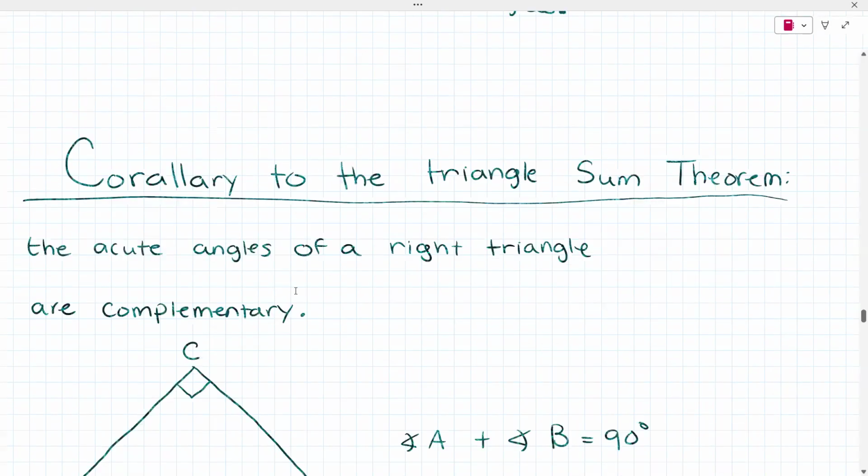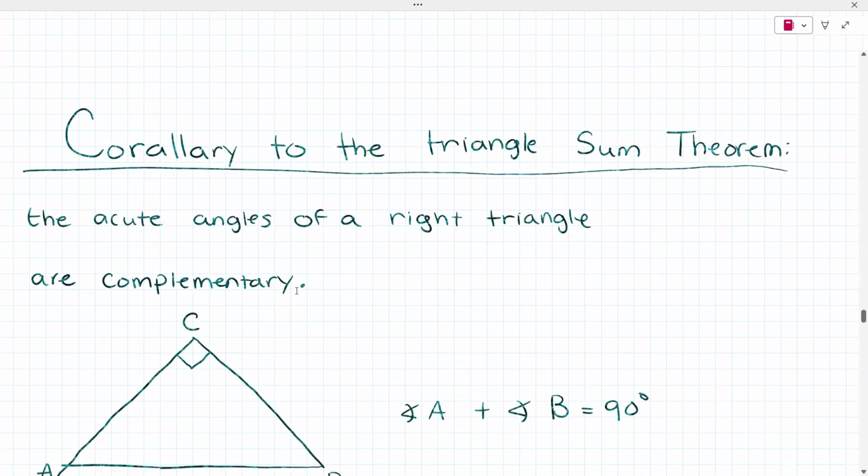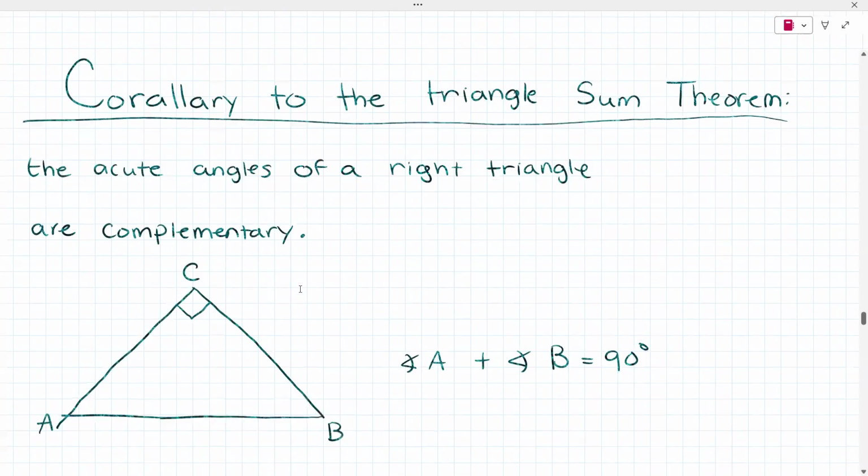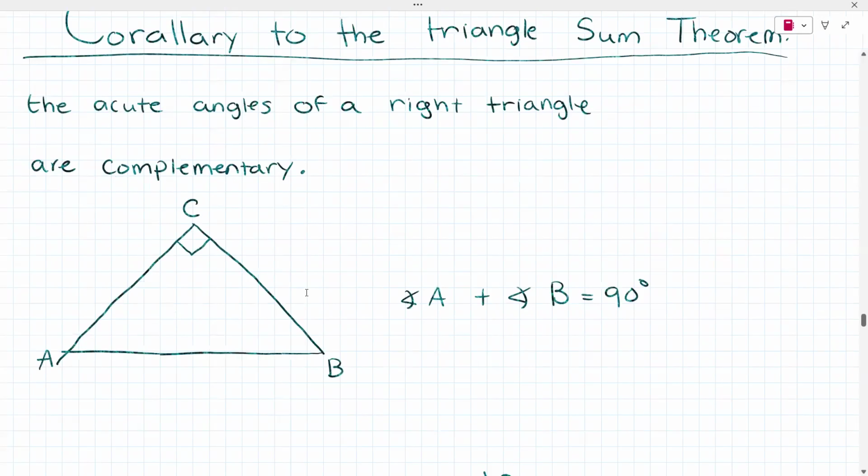Okay, let's talk about the corollary to the triangle sum theorem. The acute angles of a right triangle are complementary. Angle A plus angle B equals 90. That makes sense, right? Because what does the sum have to be? The sum of the interior angles of a triangle should all add up to 180, right? So this angle plus this angle must equal 90.